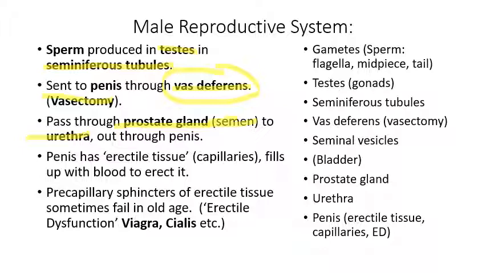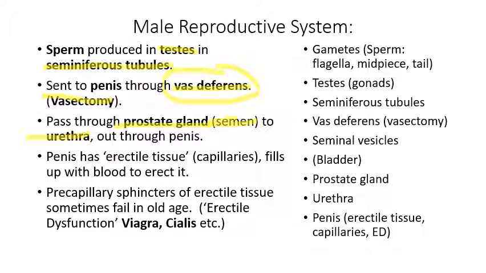Females have two different openings. There's a vagina for the sexual function, and then there's a separate urethra that comes out through a structure called the urinary meatus. So in the male system, both the urine and the spermatozoa come out of the same tube, the urethra. In women, there are two separate tubes that fulfill either the urination function or the sexual function.